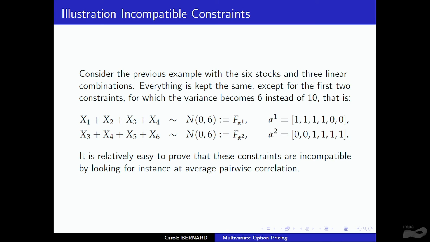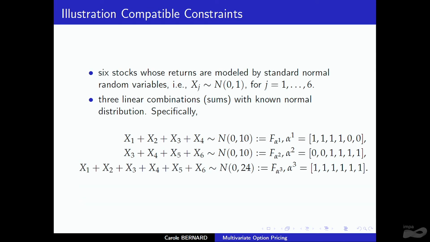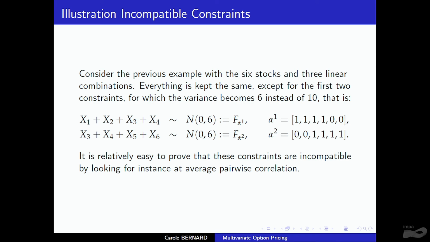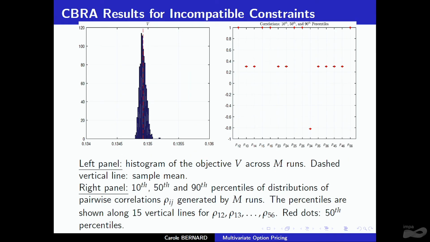If you are in an incompatible constraint set, and that can happen if, for instance, in this case, you constrain the sum of the first 4 to be normal 0, 6, and it was normal 0, 10, 10 and 24. If you put 6, now the 6, 6 and the 24 is too big, so it starts to be incompatible. Then the algorithm tries to converge, but V at the end is not of the order of 10 minus 4, but is like 0.1. And actually, it means that there is at least one constraint that is not satisfied.